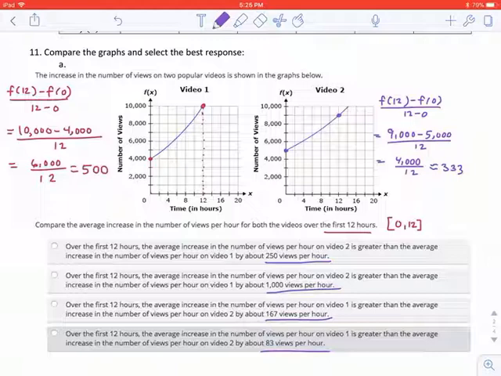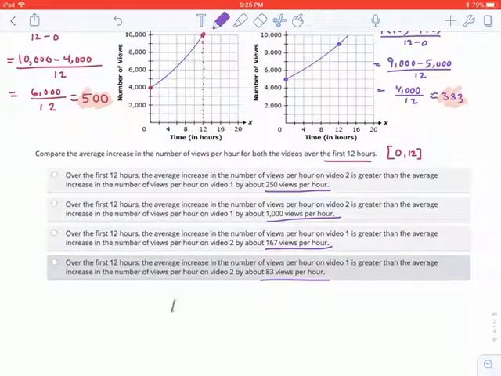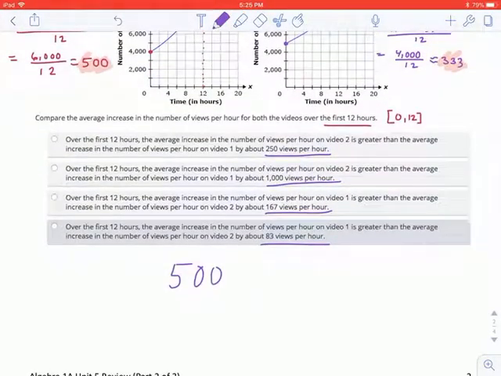Now I can see that video 1 has the bigger value. So it's going to be more than this 333. And if I want to figure that exactly, maybe I'll do that below. 500 minus 333. And I will get 167, which corresponds to this one.